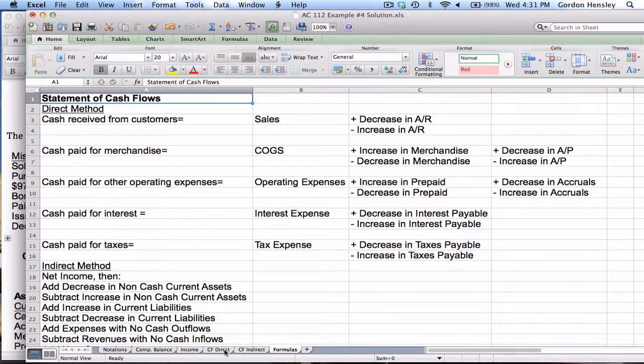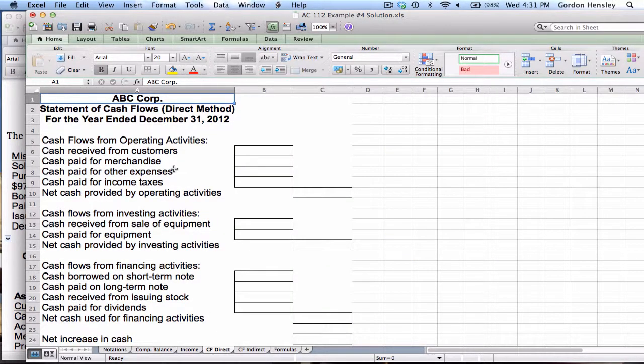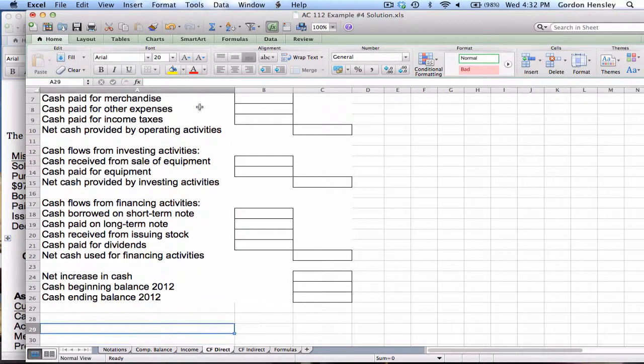Now, one of the things about the statement of cash flows that's a little odd is the order in which we do the statement. We tend to do the statement in a very particular order because that way we will have an ability to check and make sure that it's correct. The nice thing about statement of cash flows is that it does have a built-in system of checks and balances. So I'm going to start off on this direct method statement, and the very first thing I'm actually going to work on is actually the very bottom.